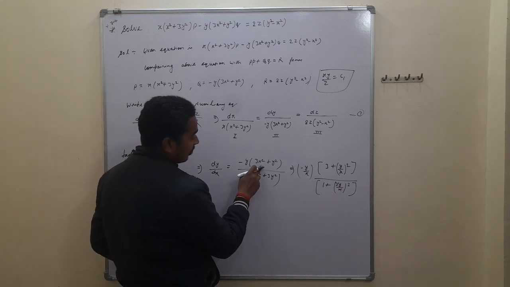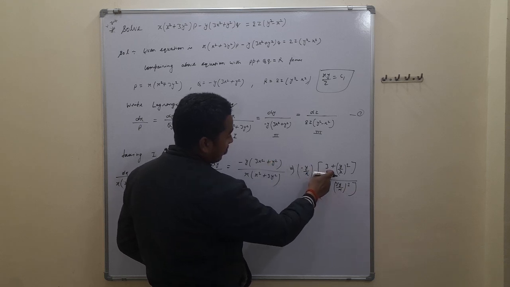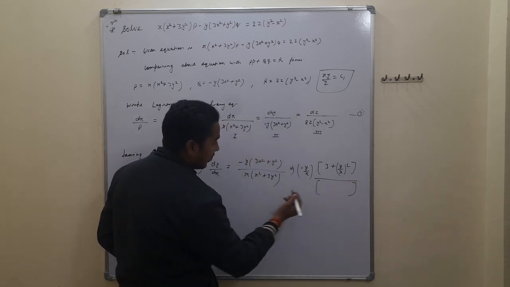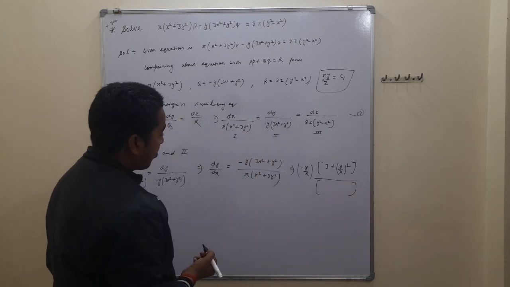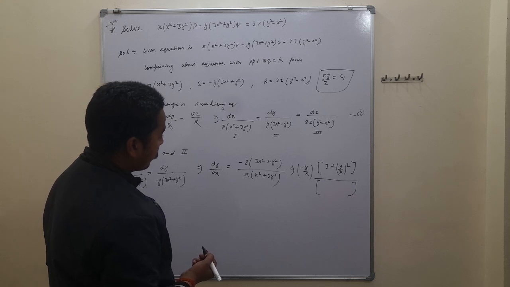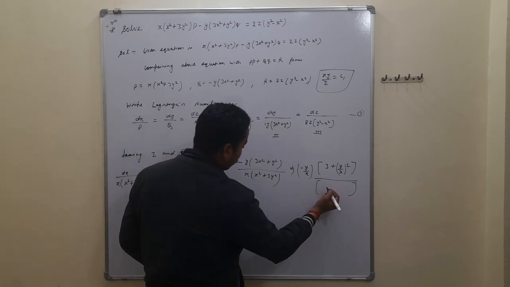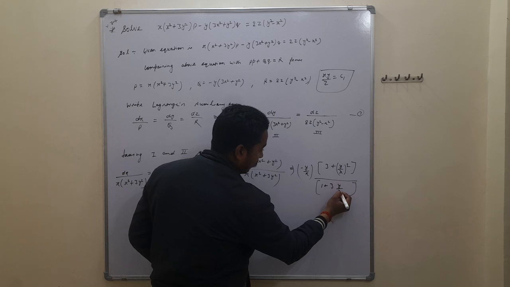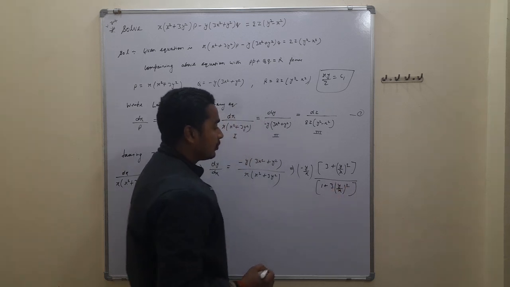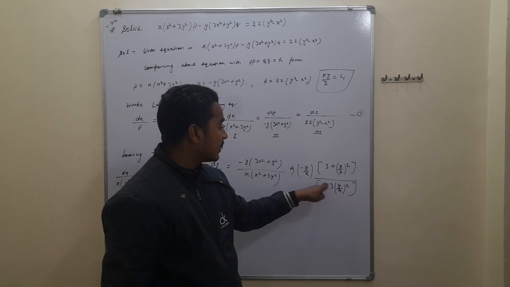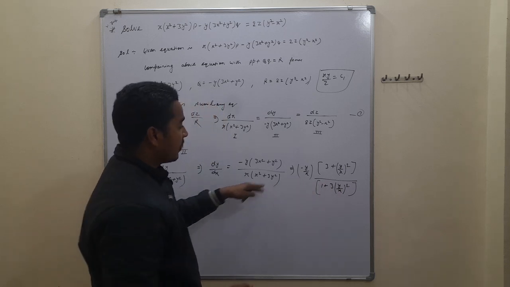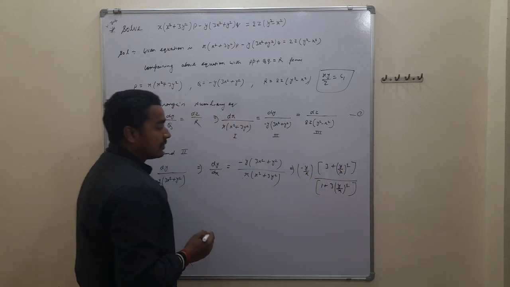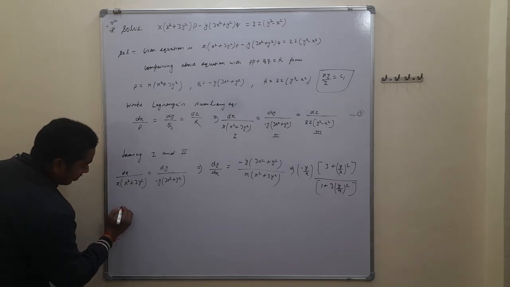So we write here 3 plus (y upon x)², upon 1 plus 3 times (y upon x) whole squared. When we solve, taking LCM, this is 3y² upon x², so x² + 3y² in the denominator and 3x² + y² in the numerator, and x² cancels out.